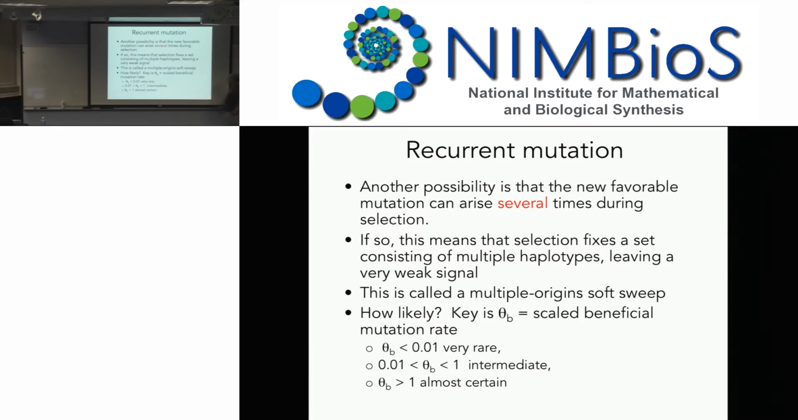How likely? The key is theta sub b, which is 4NE mu, and the b there means the mutation rate is now the beneficial mutation rate. If this quantity is tiny, for example 1%, multiple origin soft sweeps are very rare. If it's a little bit less than 1, they're intermediate. If it's bigger than 1, they're almost certain.